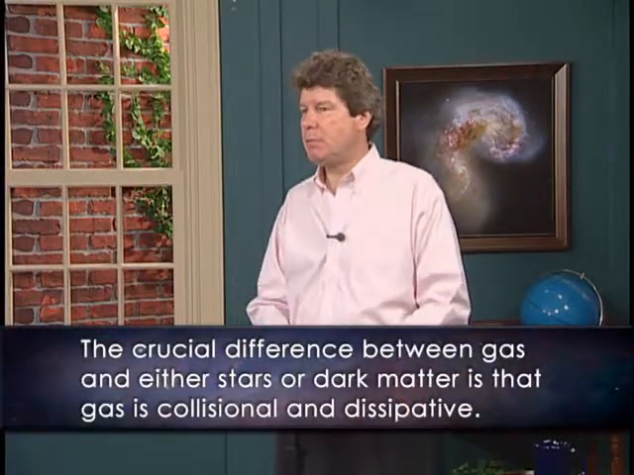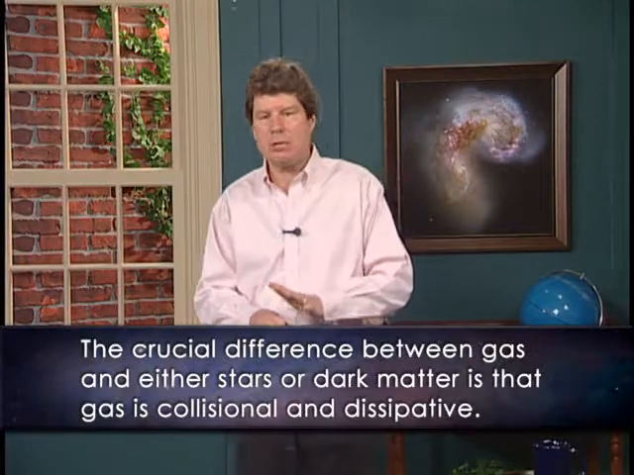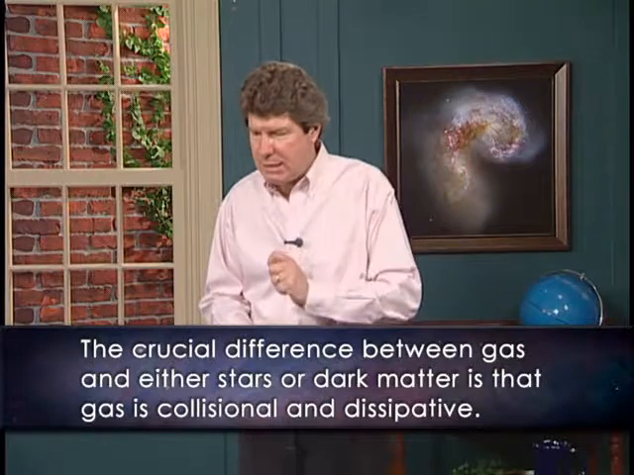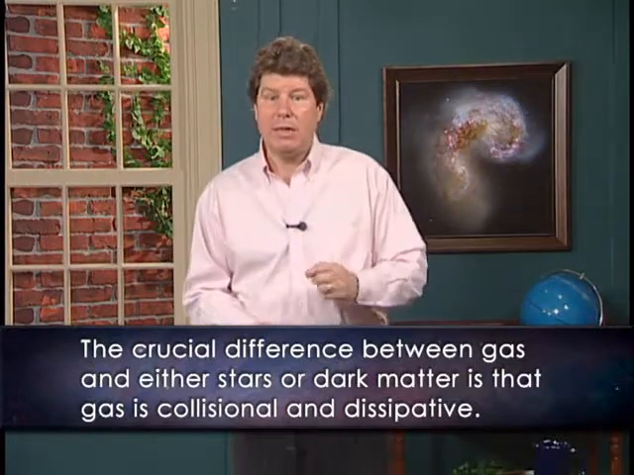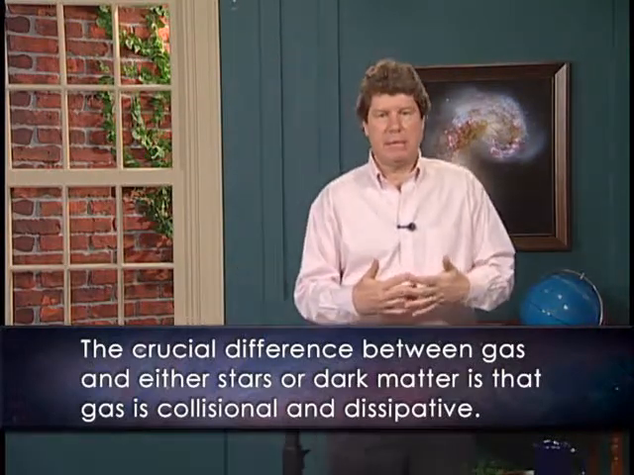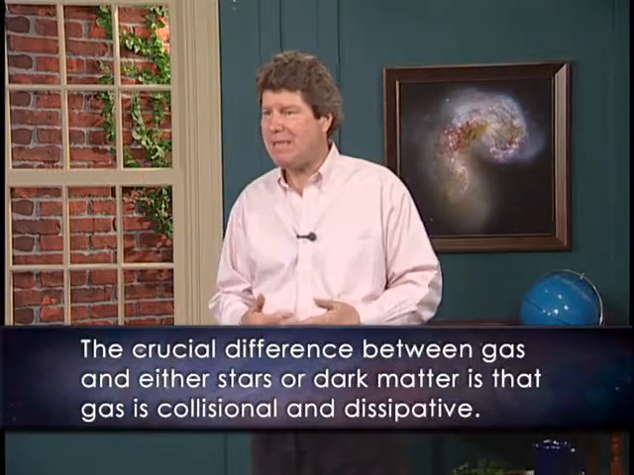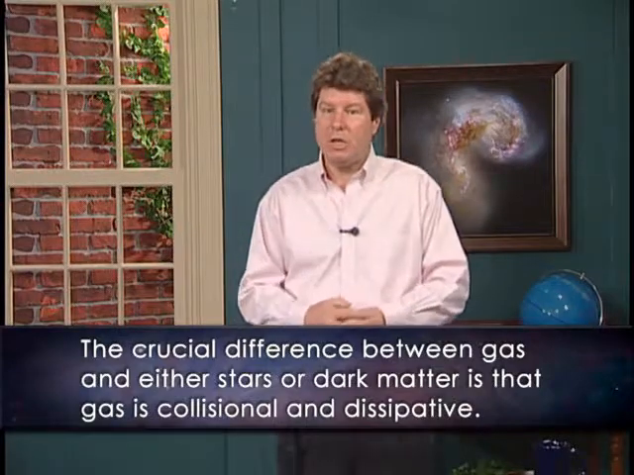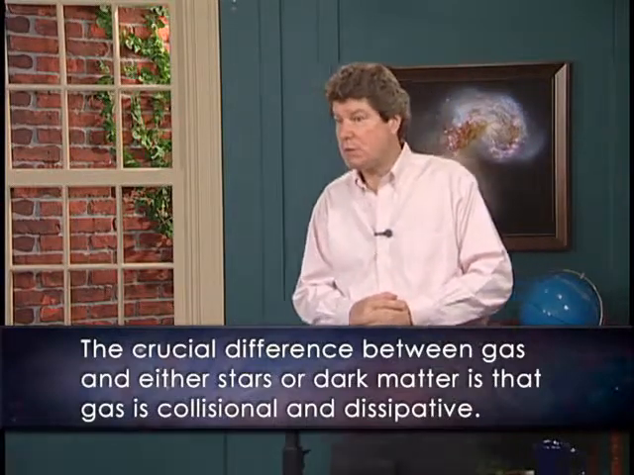Remember from lecture 18 that the crucial difference between gas and either stars or dark matter is that gas is collisional and dissipative, meaning that it can't interpenetrate like stars or dark matter. It collides and compresses, and the energy of the collision can be radiated away as photons. It can be dissipated. And because of this, the gas settles down towards the center of the halo and forms a rotating, thin disk.